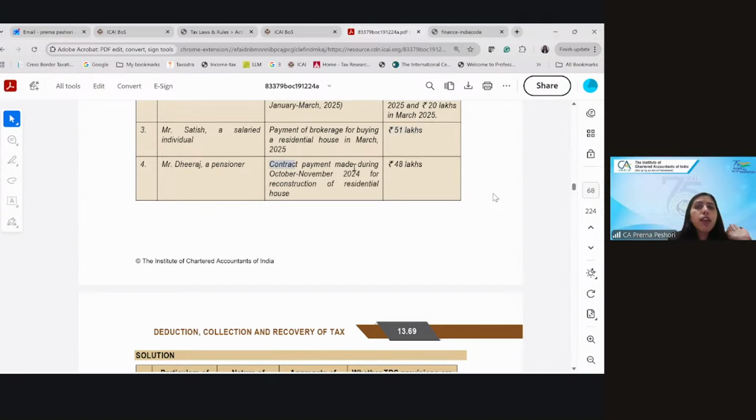Dheeraj, a pensioner, contract payment made during October-November for reconstruction of a residential house, 48 lakh. Less than 50 lakh. 194C doesn't apply because he's a pensioner, he's not having any business, and the payment does not exceed 50 lakhs. So 194M also is not applicable in this case. Are we clear? Yes, ma'am.